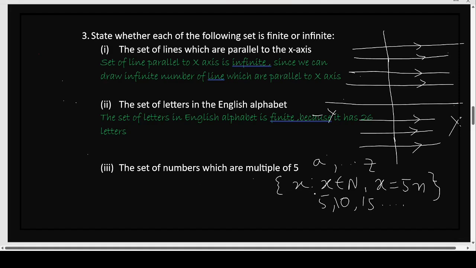See, x can be written as x belongs to N and x is equal to 5 times n. So in roster form it can be 5, 10, 15 and it goes on like that. It is having infinite number of elements, so this set is an infinite set. The set of numbers which are multiples of 5 is infinite since there are infinite number of multiples of 5. This is an infinite set.